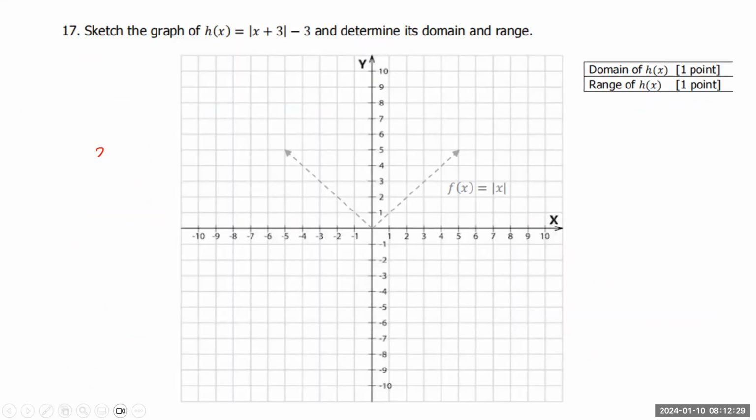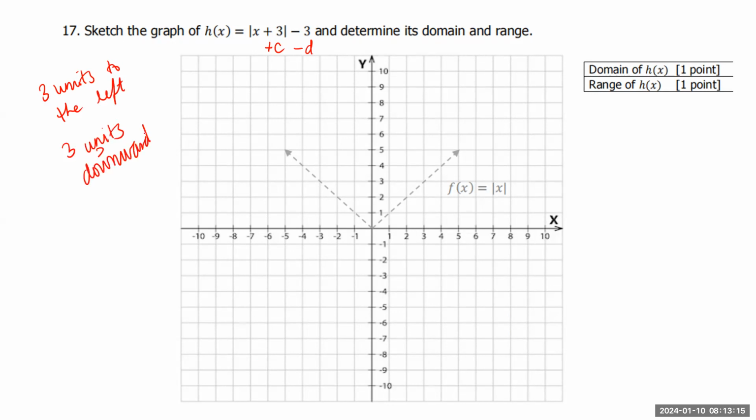Next, item 17. Sketch the graph of h given the parent function, okay, and determine also its domain and range. So madali lang ito because this is just translation, no? So meron tayong plus C minus D dito, no? So ibig sabihin yan, mag-translate tayo to the left and downwards, okay? So we have here 3 units to the left and 3 units downward.